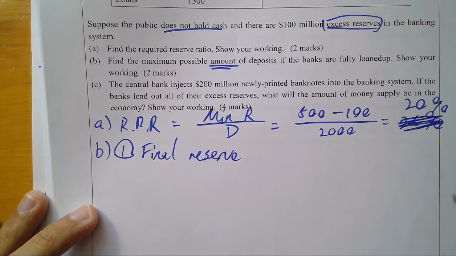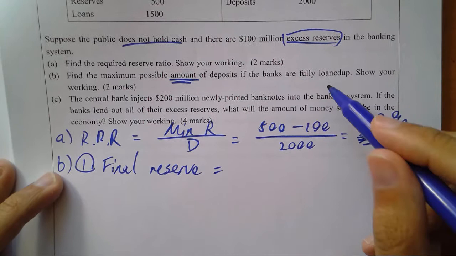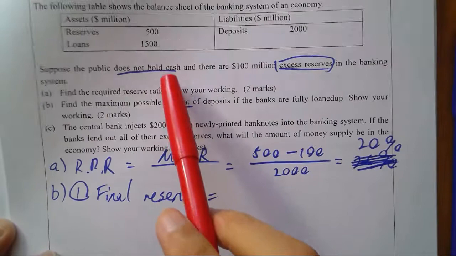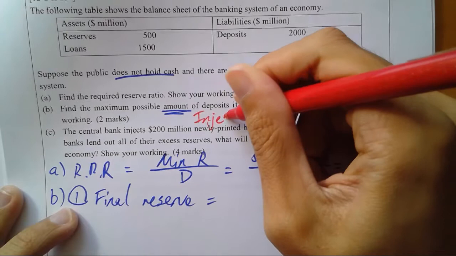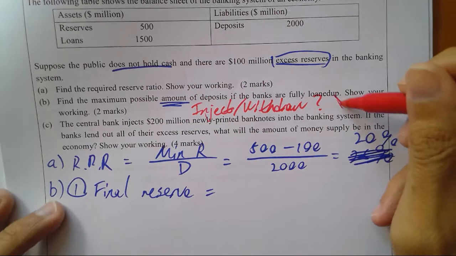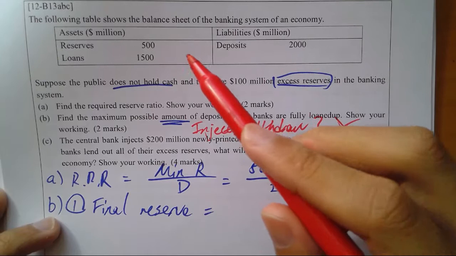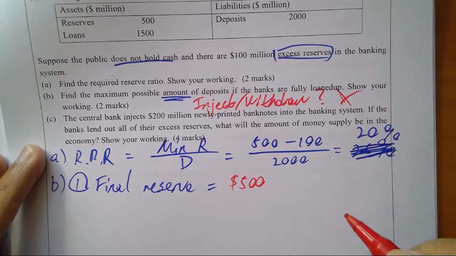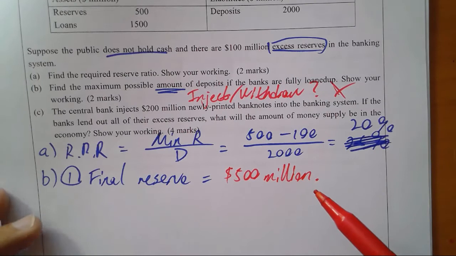Let's see. Final reserve, if they are fully loaned up, right? Now, this time, think about it. If they're fully loaned up, there is no cash. Is there any injection of money or withdrawal of money? Was there any money put in or taken out? No. There is no injection or withdrawal of money. Only that they lend out all their money. Therefore, reserve should remain at 500 million, because there is no change, no injection, no withdrawal.